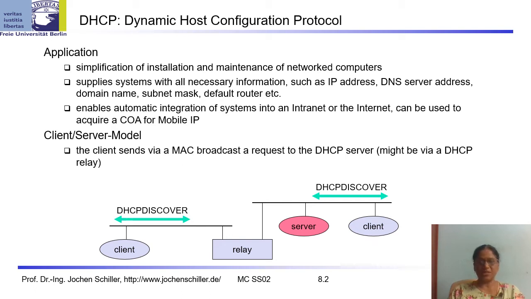Especially it plays a very significant role when we consider mobile networks, because in mobile networks, whenever roaming is happening, the host is changing its network. So frequent updation of the IP address is needed, and mobile IP is integrated with the DHCP protocol to allocate this address. How does it work? It works in the client server model. That is, a client will request a DHCP server for an IP address, and the DHCP server will provide a dynamic IP address to the client.